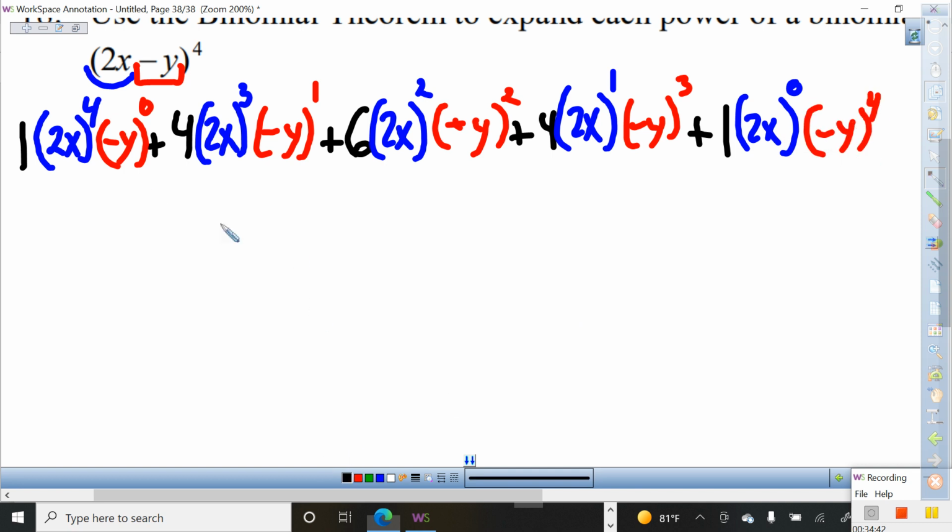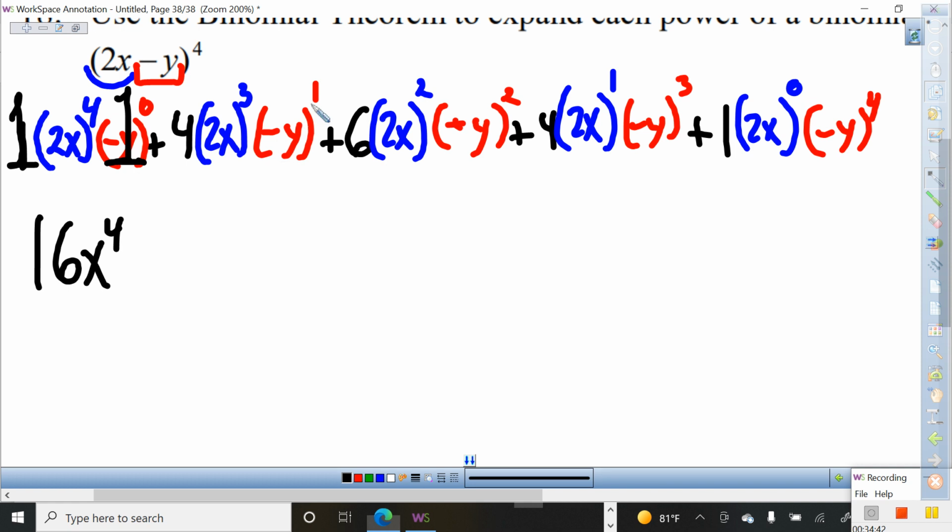Okay, here we go. What is negative y to the 0? 1, and 1 times 1 is 1. Okay, so I just need to figure out this. What is 2 to the 4th power? 16. Yeah, 2 times 2 times 2 times 2. Yes. And what is x to the 4th? x to the 4th.